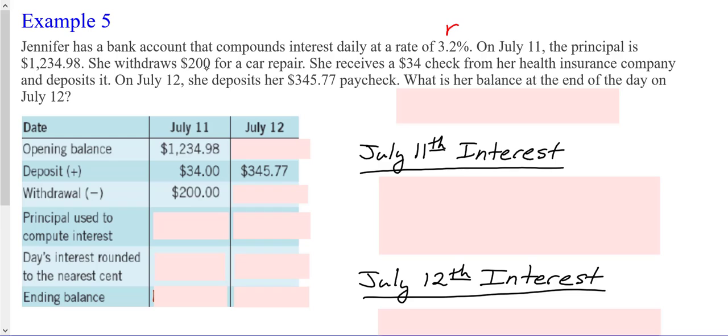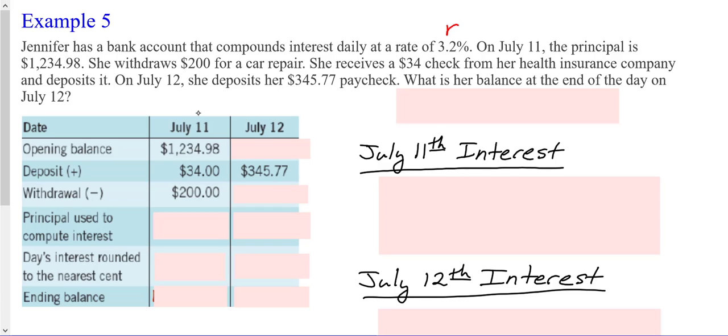Okay, she withdraws $200 for a car repair. She receives a $34 check from her health insurance company and deposits it. On July 12th, she deposits her $345.77 paycheck. What is her balance at the end of the day on July 12th? To organize this, we're going to use a table, and we're going to look first at July 11th.